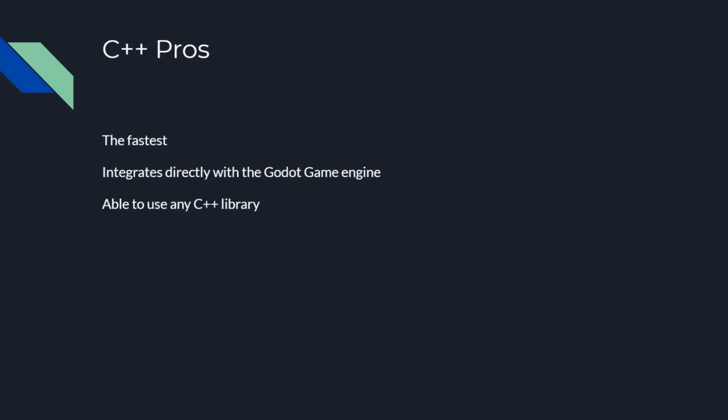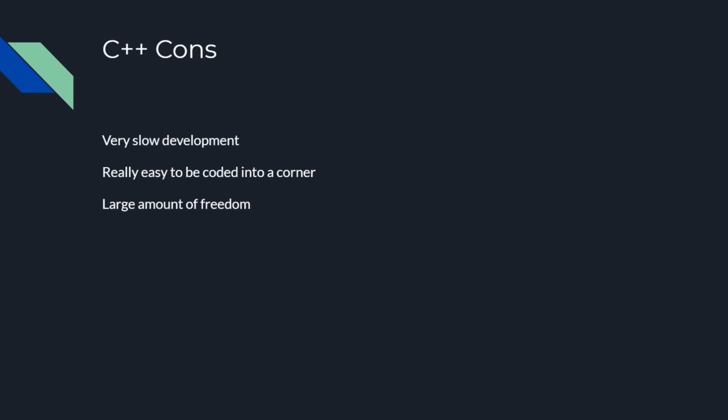And you get the ability to use any C++ library that exists out there. If you want to do some kind of algorithm, you can just download that algorithm and use it, and it'll just take it. It doesn't care. But what are some cons for C++? Well, it's extremely slow development.